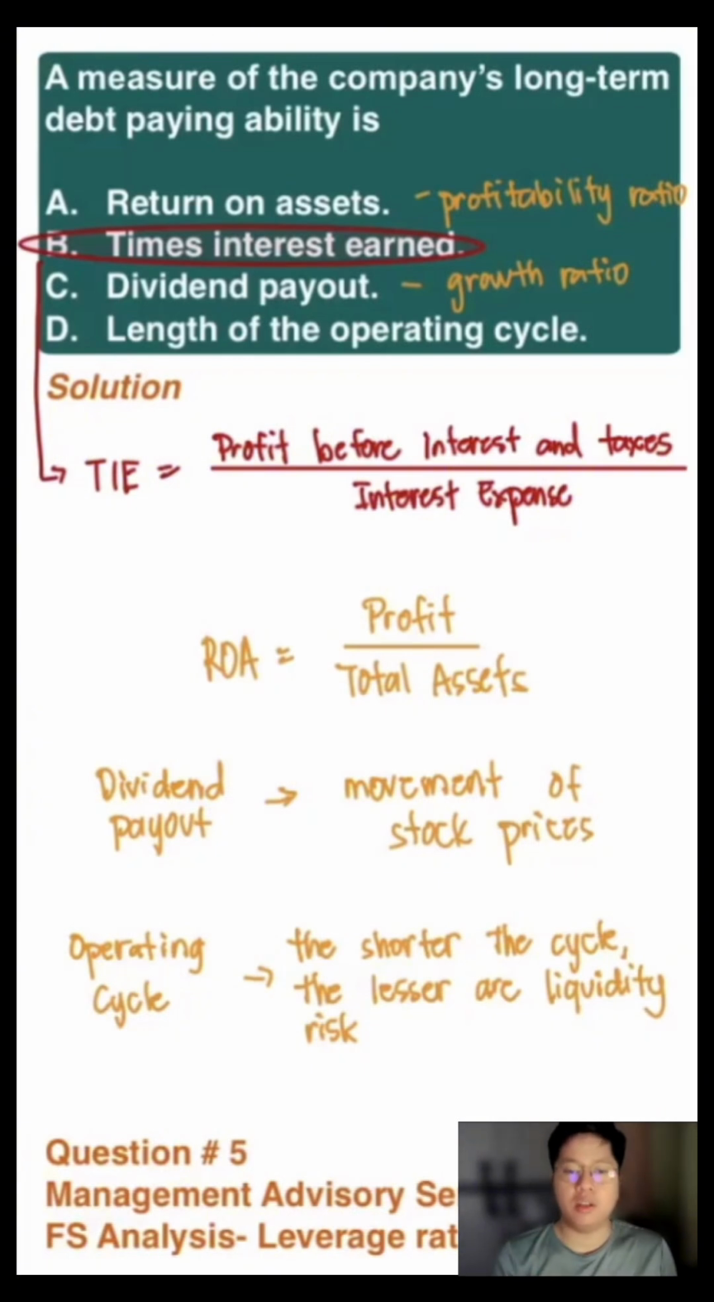Letter D is incorrect because the operating cycle relates to the liquidity of an entity. Meaning to say, the shorter the cycle is, the lesser there will be liquidity risk, because you will count the number of days from the moment that you sell a product up to the moment that you collect cash or collect payment. The correct answer is letter B, times interest earned.